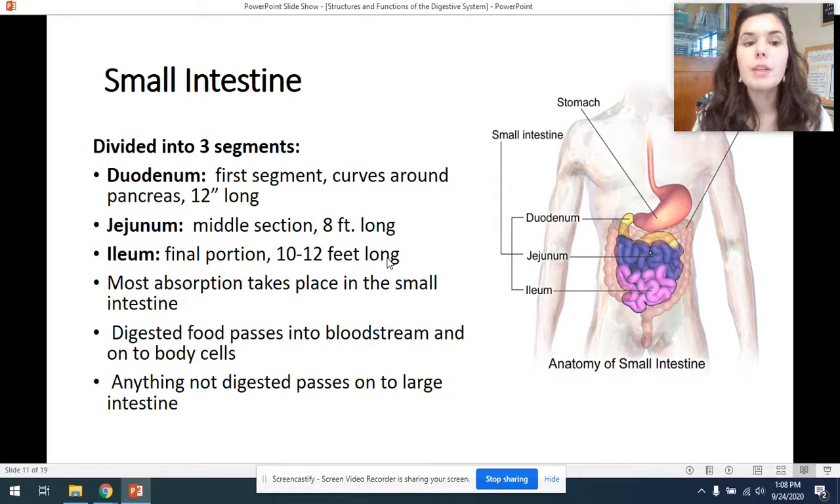The jejunum is the middle section, or the second part, and it's 8 feet long. And then the final part, the ileum, is 10 to 12 feet long in length, and it makes up the largest portion of the GI tract.